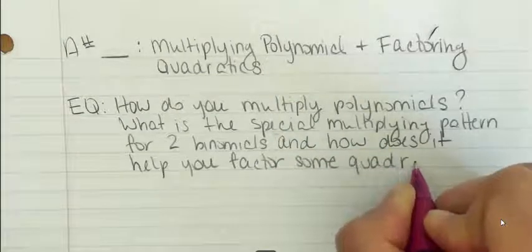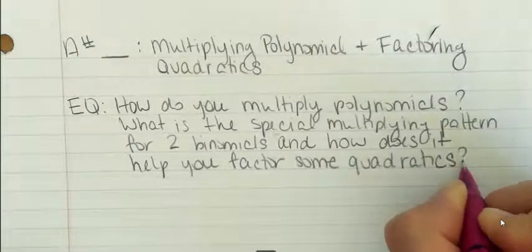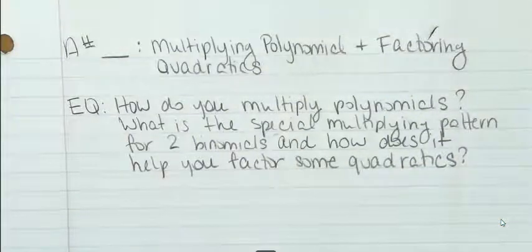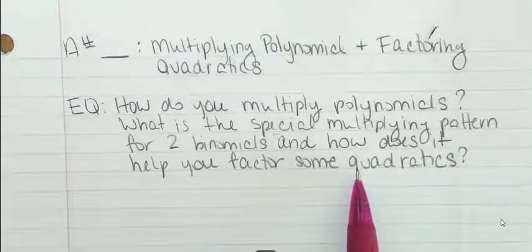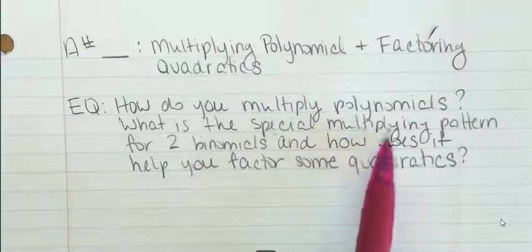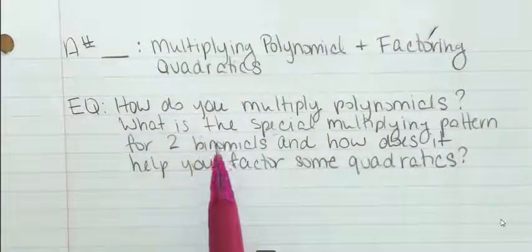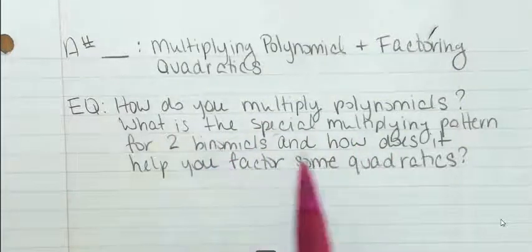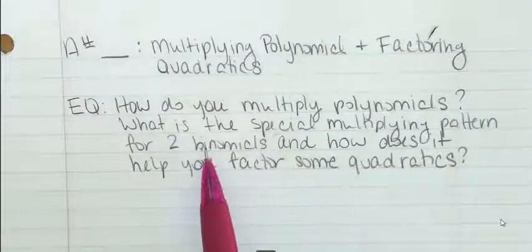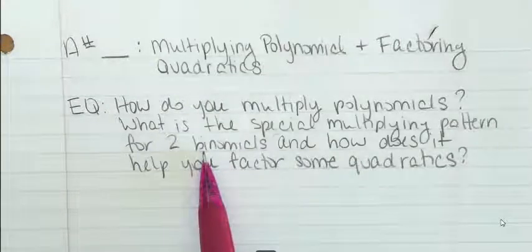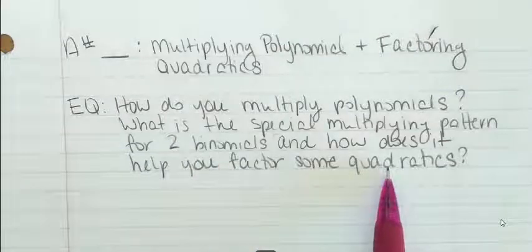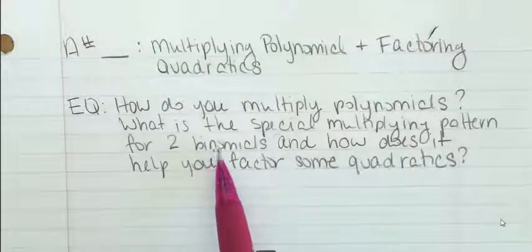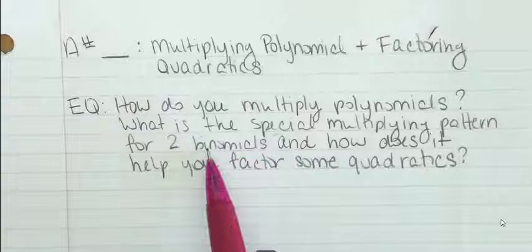So some quadratics, and quadratics means x squared or some variable squared. But if you're very familiar with this special multiplying pattern for two binomials, maybe you've heard it called FOIL, then it'll be easier to go from a trinomial quadratic back into the two binomials. So basically dividing it back into two binomials.